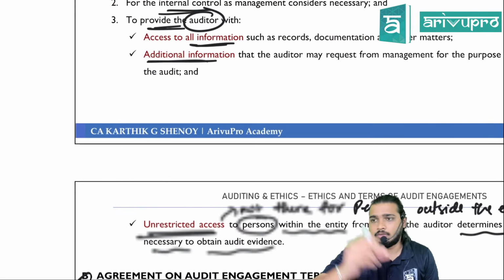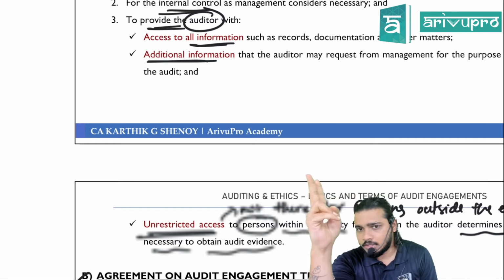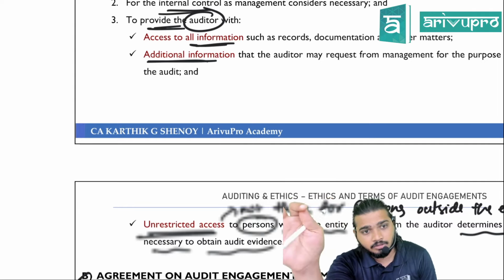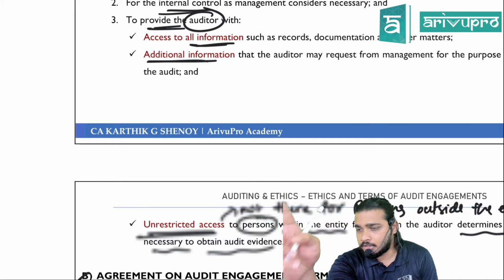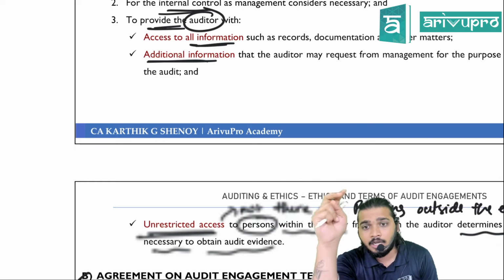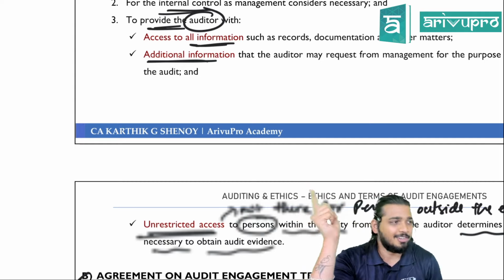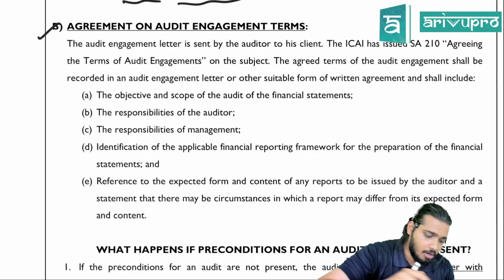So preconditions. What are the preconditions? Quickly. Two main points. Determine whether AFRF is acceptable. Second one, obtain agreement with respect to three things. Number one, preparation of FS. Number two, ICS preparation. Number three, providing three things: all information, additional information, unrestricted access. Unrestricted access for people outside the entity, no? No, within the entity. Understood? Yes? Cool.